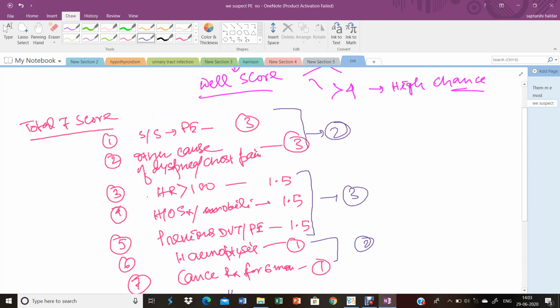Let's discuss other causes. What are the other causes that simulate pulmonary embolism?